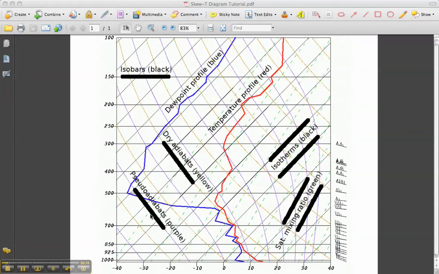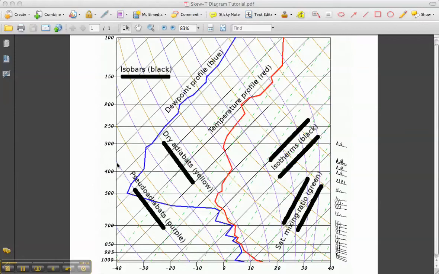And then pseudo-adiabats, or the moist adiabats. You can think of that as the moist adiabats. In this particular chart, it's the purple line. Now, in many different charts, the line colors will be different, so don't get caught up on the line colors. The dry adiabats are these that go from lower right to upper left. And then the moist adiabats also do that, but they have a little bit more of a curve to them.